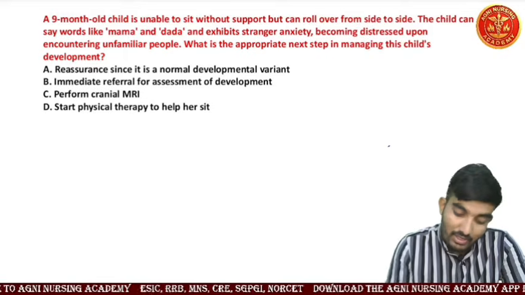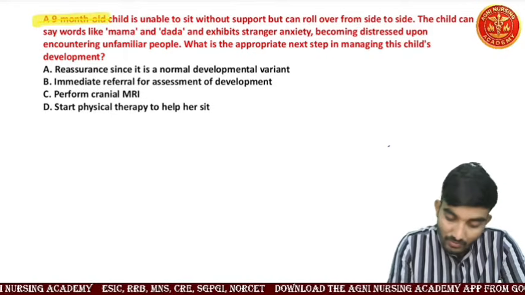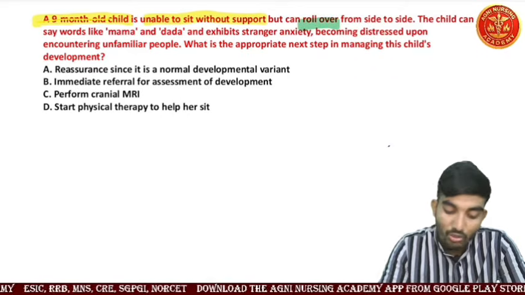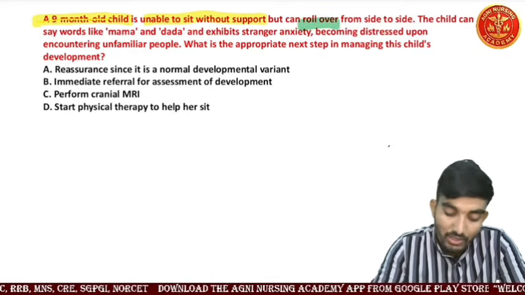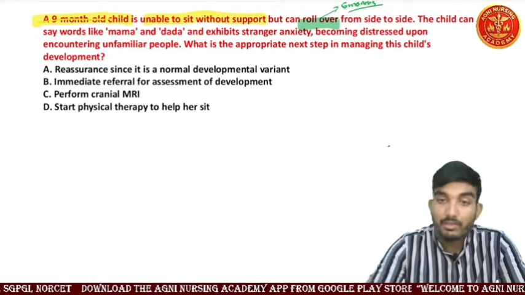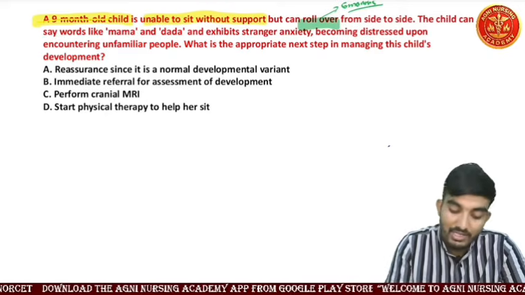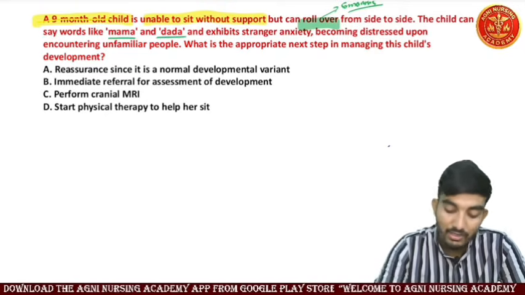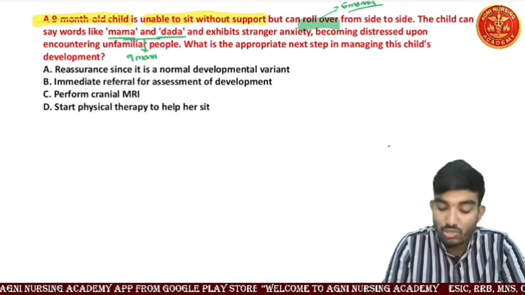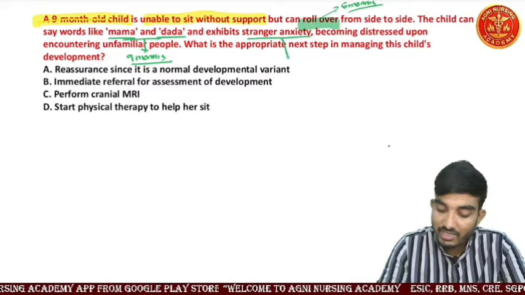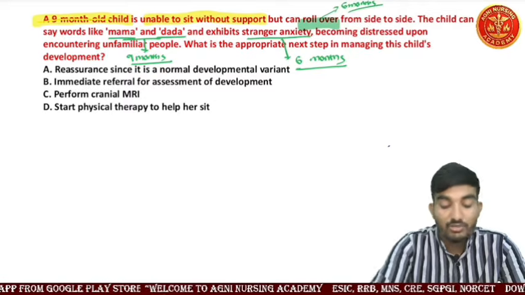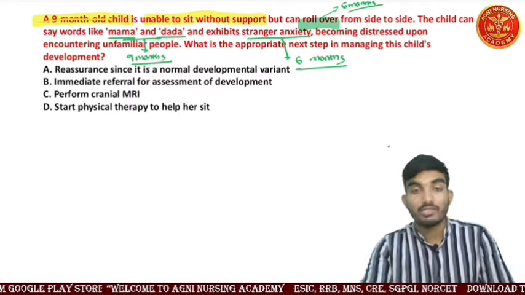In this 9-month-old child, unable to sit with support but can roll over. Rolling over occurs at 6 months, so at age 9 months it is normal. The child can say mama and dada, bisyllables, which occurs at 9 months of age, so it is also normal. And stranger anxiety develops at 6 months, so at 9 months it is also normal.